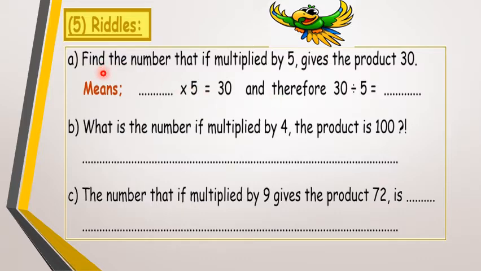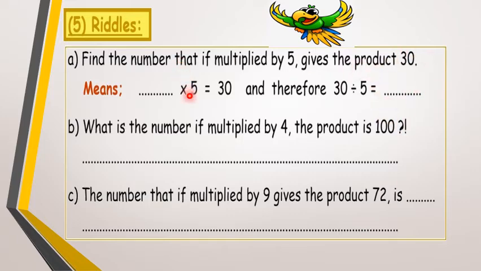Here in this question I want to find the number that, if you multiply it by 5, gives you 30. That means there are two factor pairs. One of them is 5. When you multiply them, it gives you 30. Therefore, 30 divided by 5 will give you the other factor.